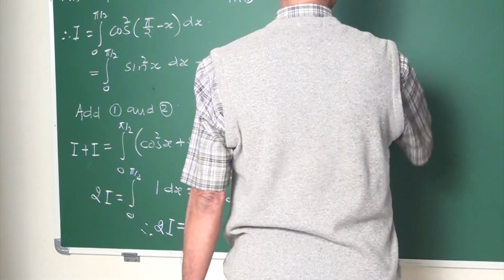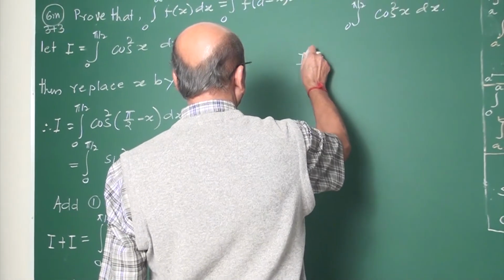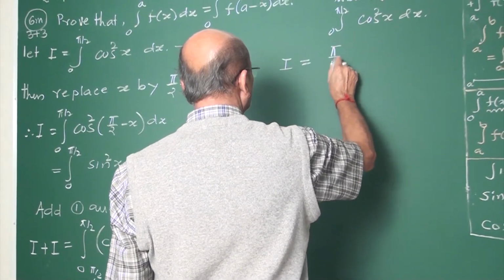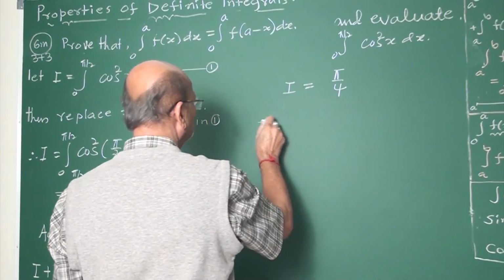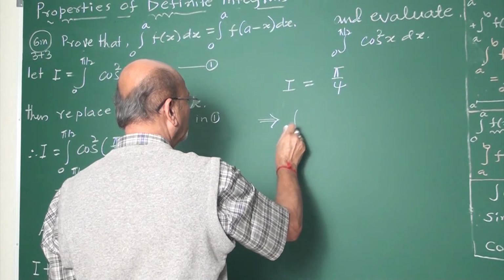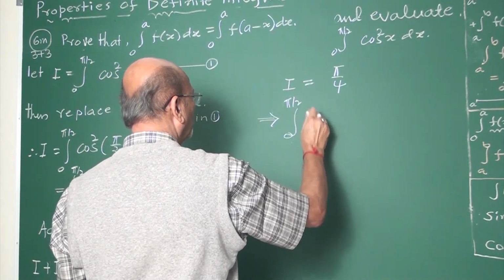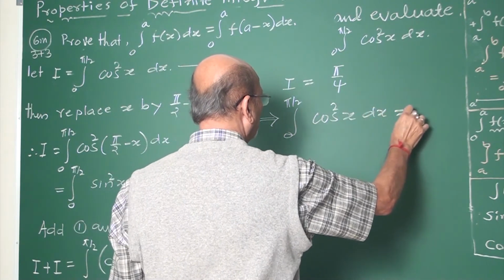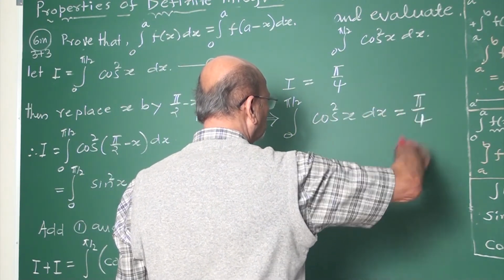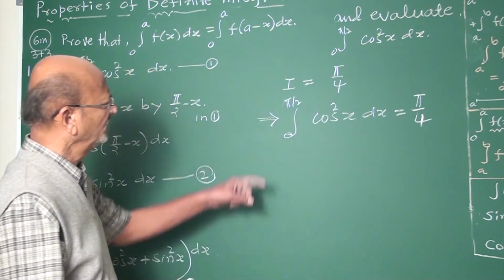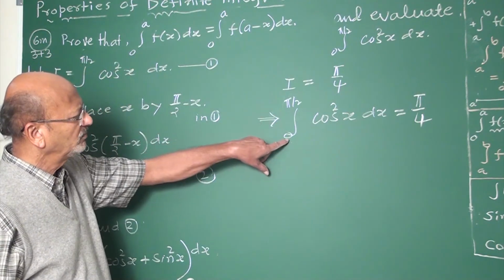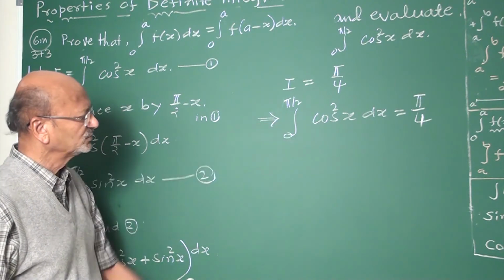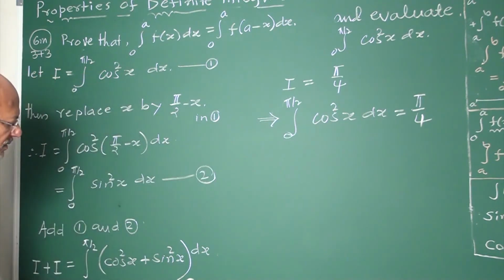Yes, friend. Therefore, the value of I is pi by 2 upon 2, which is pi by 4. This gives, my friends, what is I? Integral 0 to pi by 2 of cos square x dx is pi by 4. Again, once again upper limit minus lower limit: pi by 2 minus 0 upon 2, which is pi by 4.